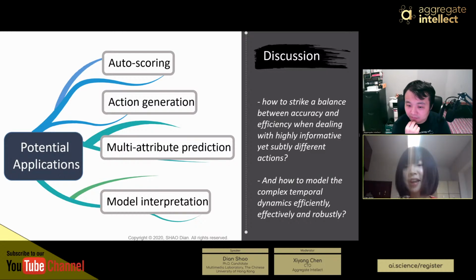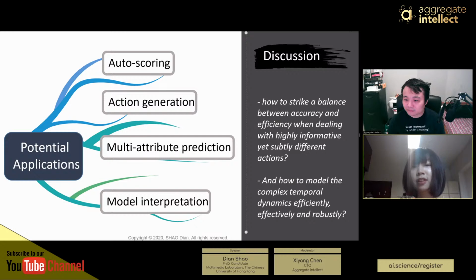And also model interpretation, as I have stated, we can use the reasoning path, and the recognition process might be more interpretable. So all these possible trials are a way for outstanding researchers to follow. FineGym may also induce discussions on model designs, such as how to strike a balance between accuracy and efficiency when dealing with highly informative yet subtly different actions. We know that TSN is very efficient, but it suffers from low accuracy here. Some models can model temporal dynamics, but they are not robust enough. So there is still a lot of room to explore. Welcome all of you to follow our work.